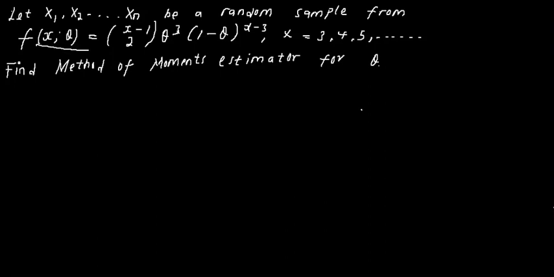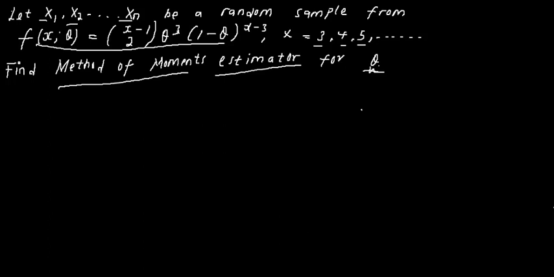If this distribution is of the sample x1, x2 up to xn, where x can be 3, 4, 5, and on and on and on, find the method of moments estimator for theta. Another way of understanding this is simply by saying find the estimator for theta using method of moments. But how do we do this?